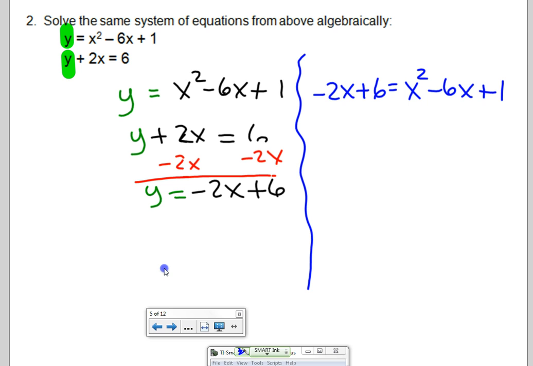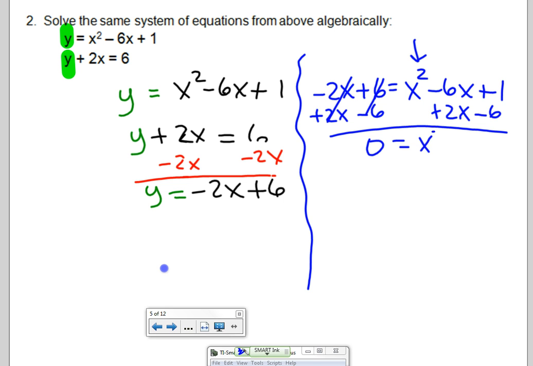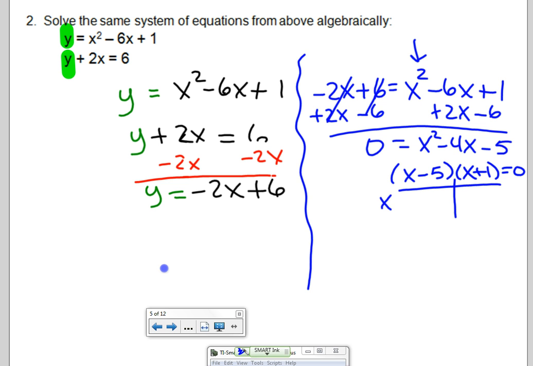So now we have a quadratic equation, and when you have a quadratic, we're always going to think equals 0. So we're going to bring over the 2x and then subtract over the 6. These will go away. All right, and then we're going to factor this if possible, but again, the completing the square and quadratic formula methods would also work. But this factors to (x - 5)(x + 1), setting both equal to 0.